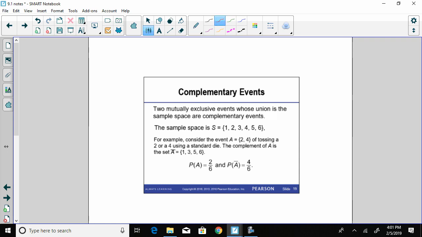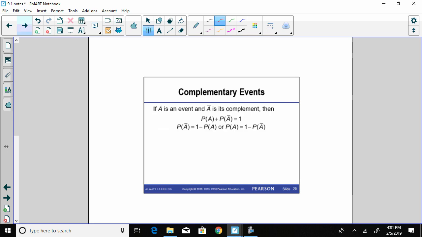So if 2 and 4 are your event, then its complement is everything else, okay? Complement is everything else. If A is an event, A bar is its complement, okay? The complement is everything else not in the event. Okay, and when you put the two together, it equals 1. It will always equal 100%. Okay, the two together will always equal 1.